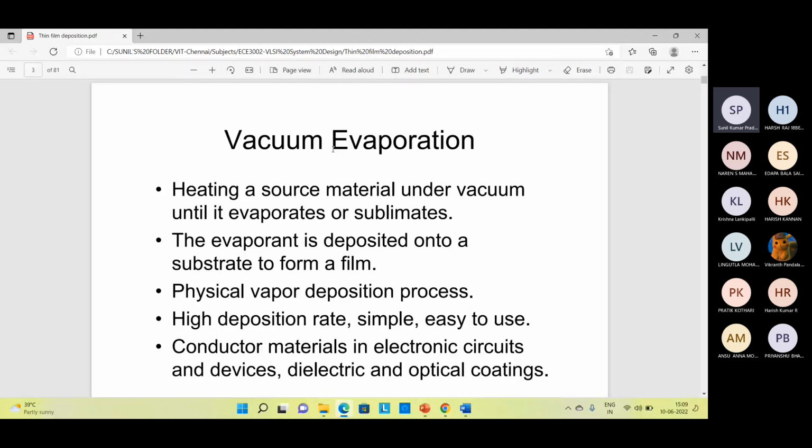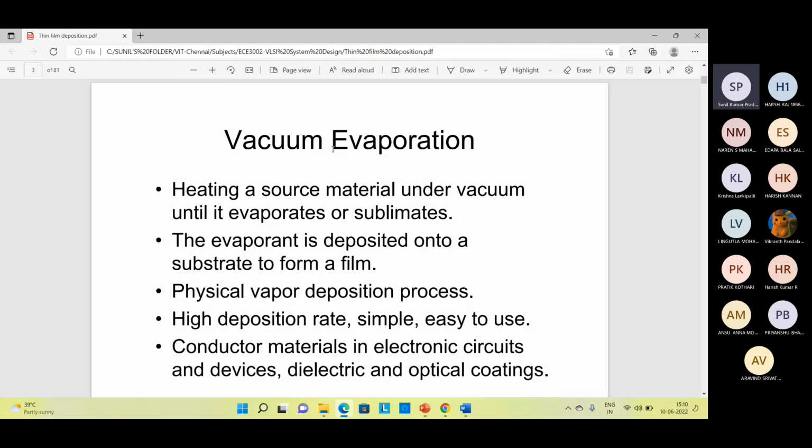Now, why is vacuum needed for evaporation? First we need to understand what vacuum actually is. Vacuum is a region where there are no foreign particles. That means it is clean, and there are no foreign entities in that region. If you consider the mean free path of a particle, you can think of it as thousands of kilometers, because there is no collision of the particles in that region.